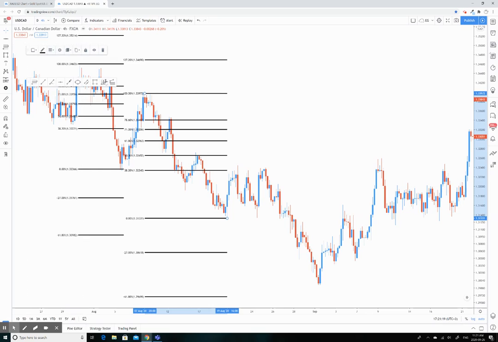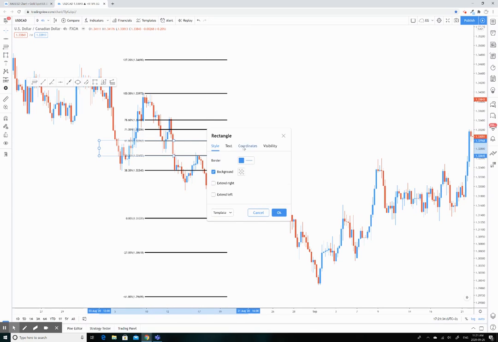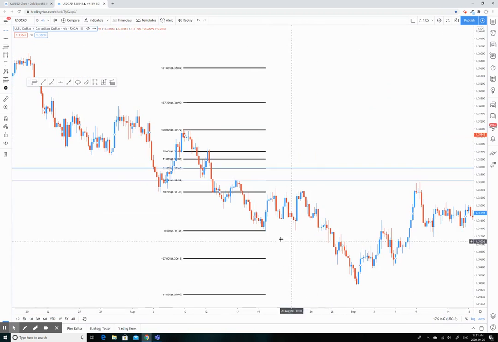Sometimes what I'll do as well is, hang on, I'm going to delete the other stuff because this is going to get annoying. Sometimes I'll box in between the 50 and 61.8, create a zone, and extend it. I'm going to try to end this soon, guys. I think I'm going on way too long here. Extend it and use this as a zone that eventually was respected, right?